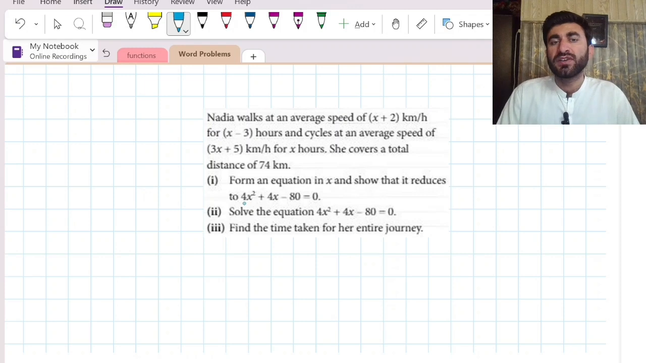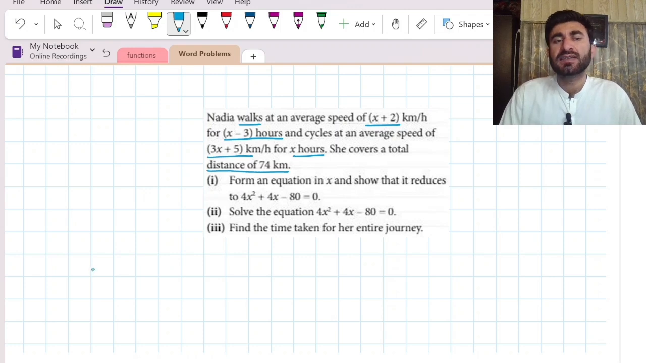We can already see that this is not the simplest form of the equation, but we are to give it in this form. Now, starting with the given values, where it said she walks at an average speed of x plus 2 km per hour for x minus 3 hours. So we are given its speed and time, and then it said she cycles at an average speed of 3x plus 5 for x hours. Once again we are given speed and time, and then we are given the total distance walked and cycled.